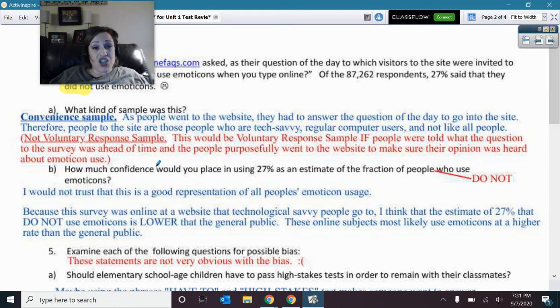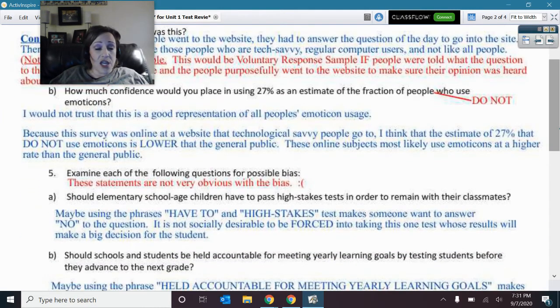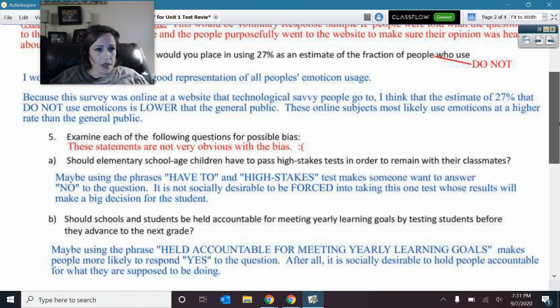All right. How much confidence do you have in their results? And I don't have much. I wouldn't trust those results being a good representation of all people's usage because these are people who are technologically savvy. Maybe they are already more prone to use emoticons or not, whichever. Okay. So, no.